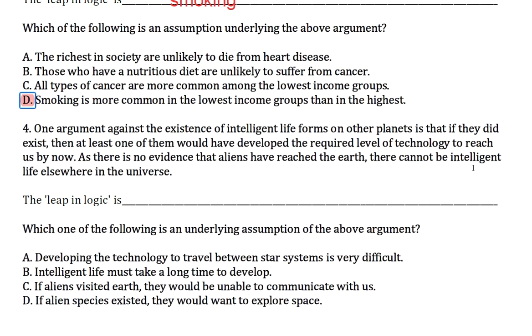So the incorrect assumption that is made here is, well, because they haven't done it, it means that there must not be any intelligent life. Well, you could say humans haven't done it, but they're intelligent life, right? So the evidence is not really compelling there. So the correct answer should be D. If alien species existed, they would want to explore space. That's assumed, right? There might be a species on another planet that has no desire to travel through space or to discover new planets.